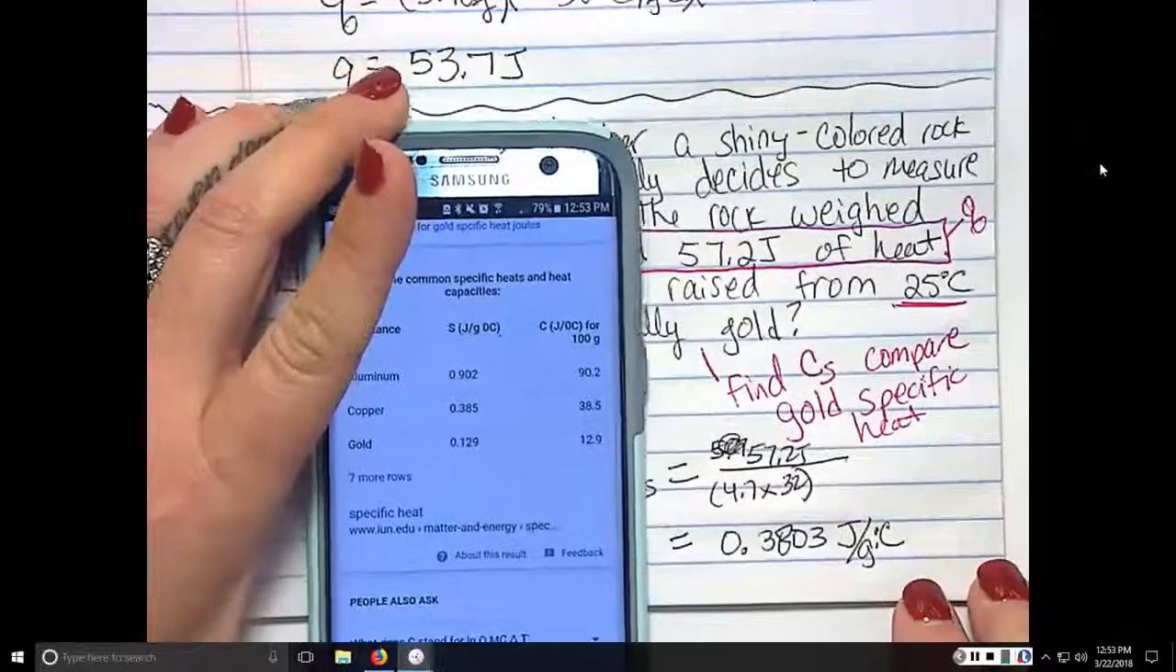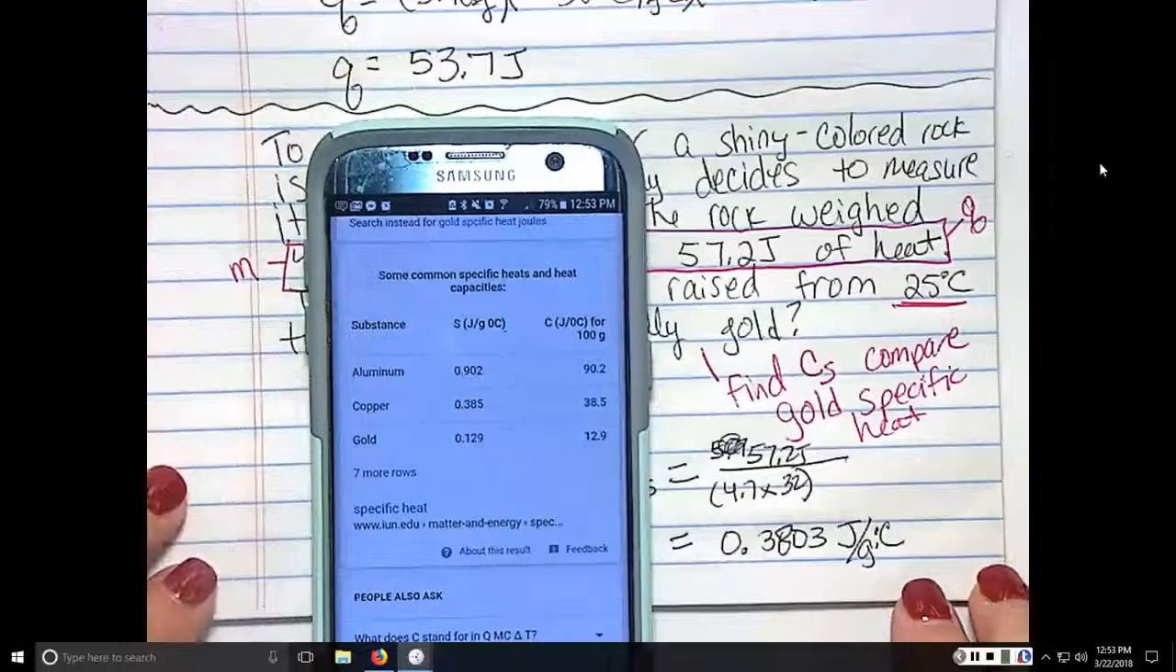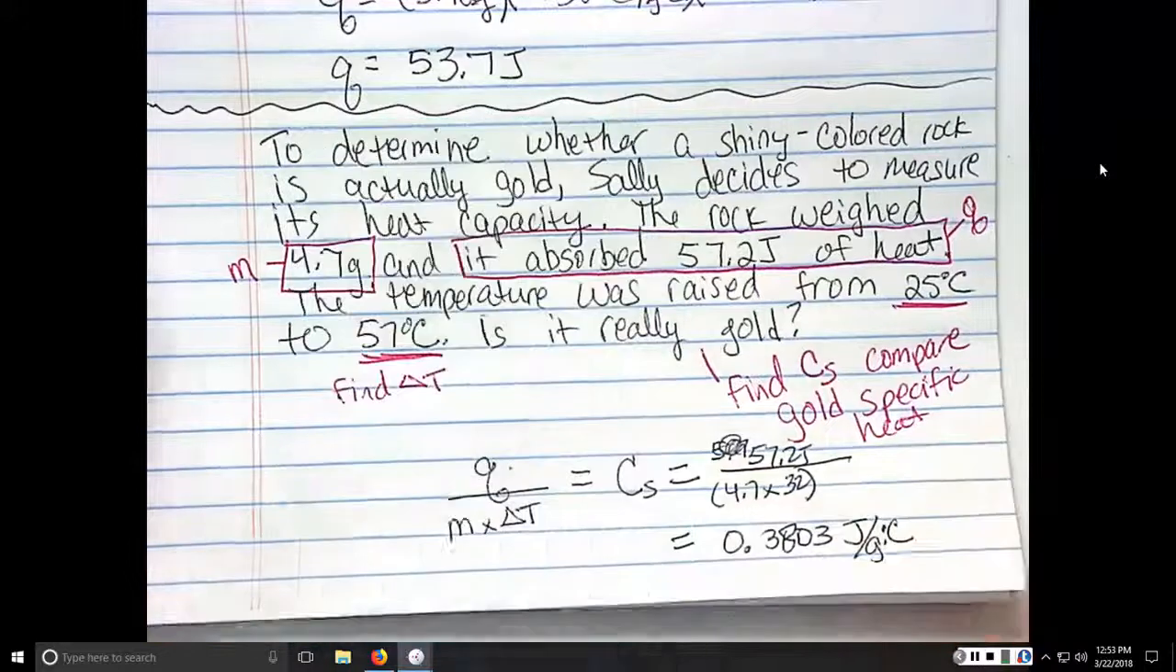So the specific heat for gold is 0.129 joules per gram degree Celsius. Is this really gold? Nope, it's not. Probably fool's gold, which everybody thinks is gold, but it's not. All right, now I want you to try one on your own.